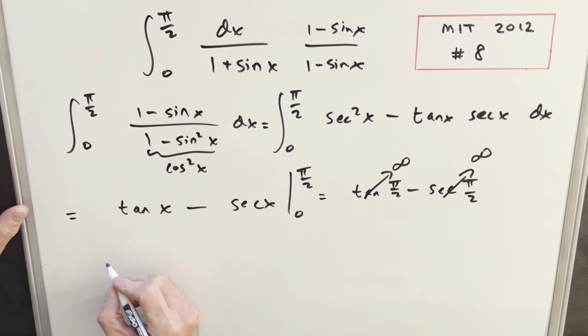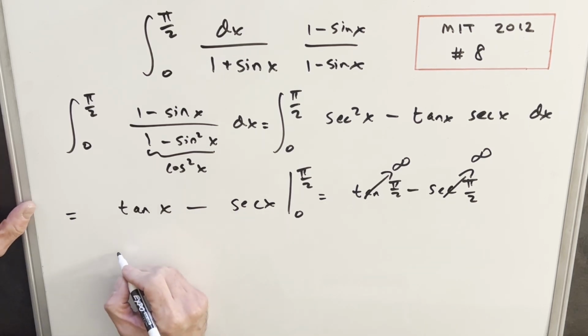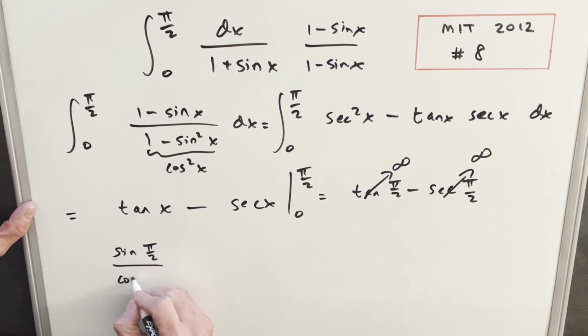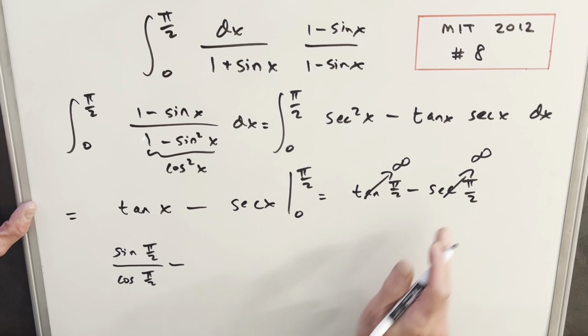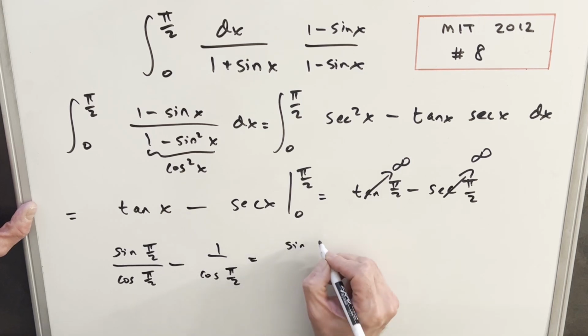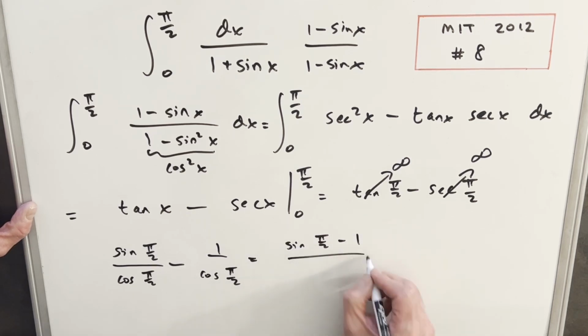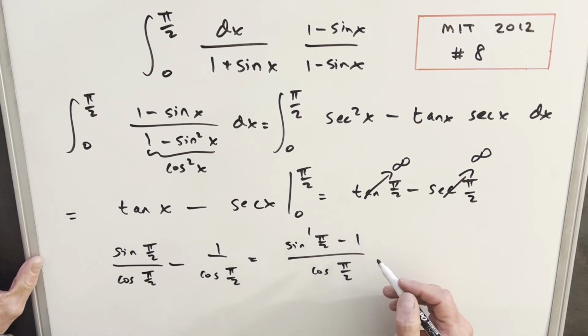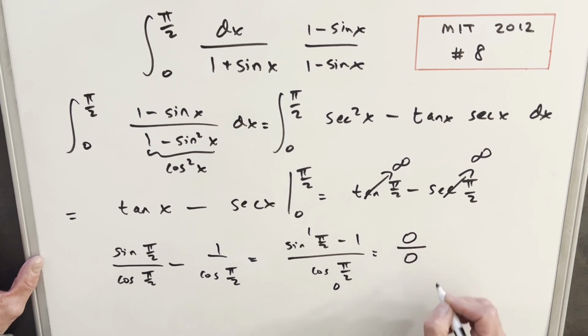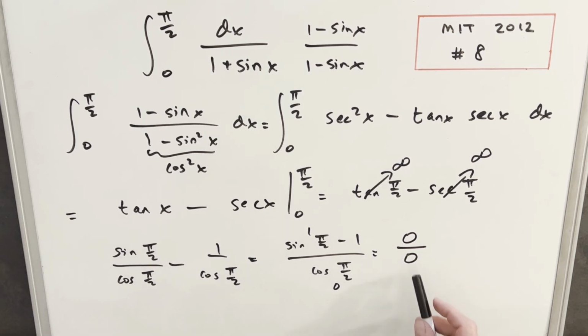One thing I can do here is break this into sines and cosines. So we can write tan pi over 2 as sine pi over 2 over cosine pi over 2. And for our secant, we can write it as 1 over cosine pi over 2. And we have the same denominator, so this is sine pi over 2 minus 1 over cosine pi over 2. Then sine of pi over 2 is just 1, and cosine pi over 2 is 0. 1 minus 1 is 0, so we end up with 0 over 0. And so again, at this point, we're stuck.